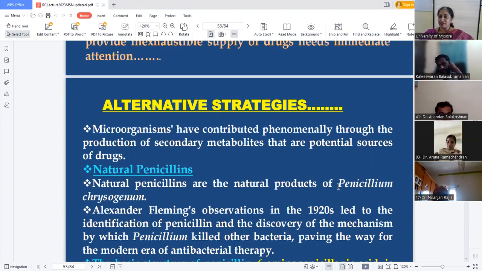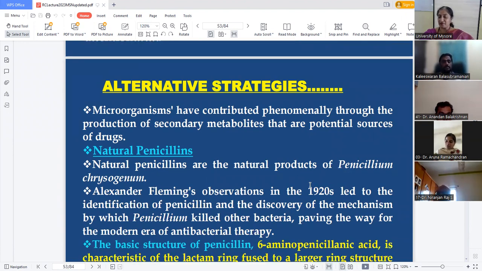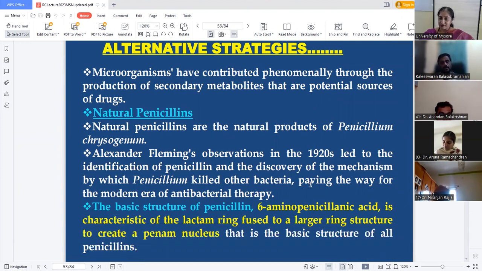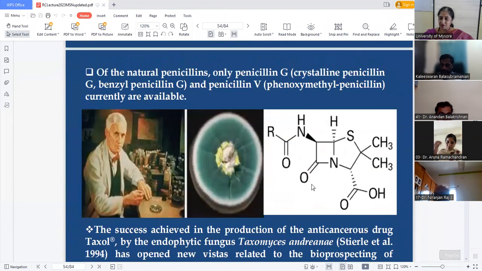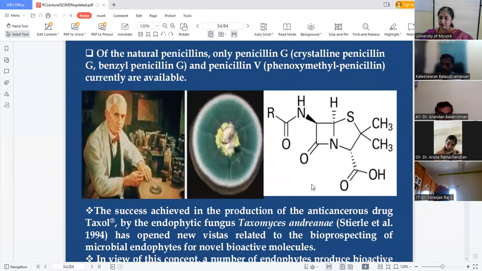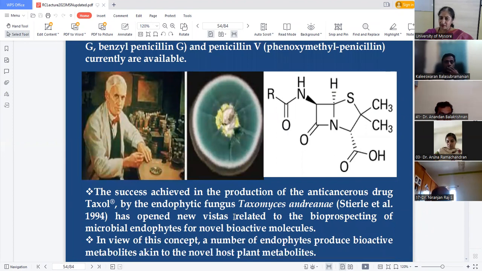Penicillin is an antibacterial agent that was identified by Alexander Fleming way back in the 1920s. And it's a broad spectrum antibiotic, the structure of which is shown. Based on this discovery, a group of scientists led by Gary Strobel from the University of Montana, Bozeman, Montana, US, applied isolating endophytic microbes.